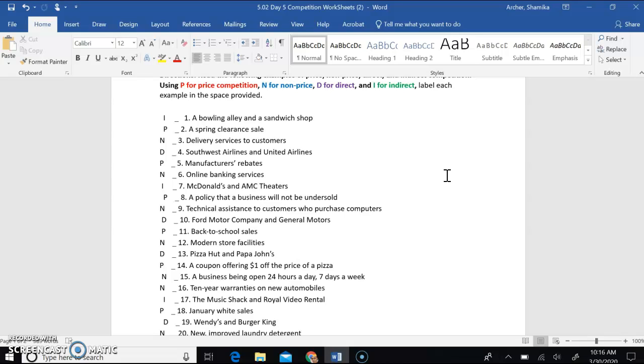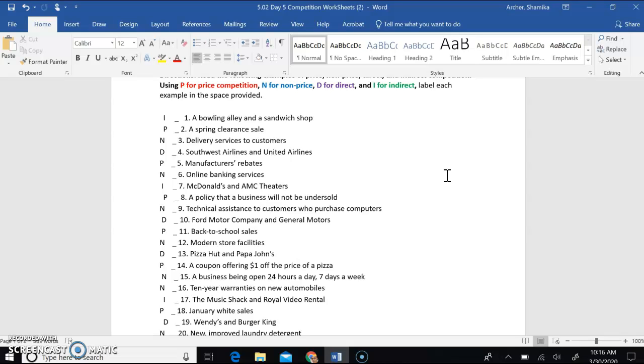14, a company offering $1 off the price of a pizza. Of course, this is price. Anything dealing with $1 or a coupon or rebate or a sale is price. 15, a business being open 24 hours a day, 7 days a week. So you're offering convenience and non-price. 16, a 10-year warranty on a new automobile. Again, non-price. You're offering a service.